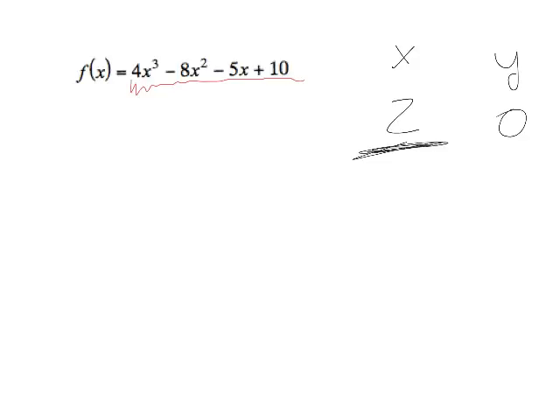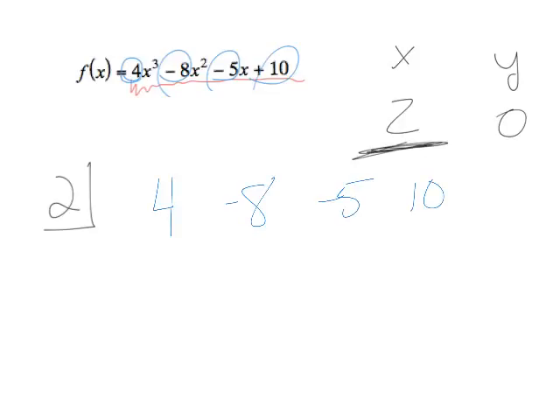So then you are going to write a 2 in the little box, and write all of your coefficients. Double check and make sure that you don't skip any exponents. We went x cubed, x squared, x to the first, and then x to the 0 power, so we don't need any placeholders. So you're going to have a 4, a negative 8, a negative 5, and a positive 10 right there, and you are going to synthetically divide.